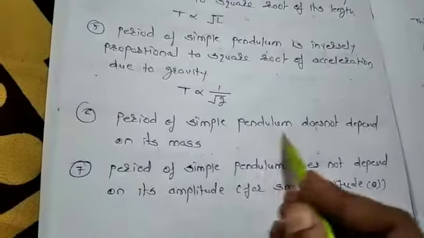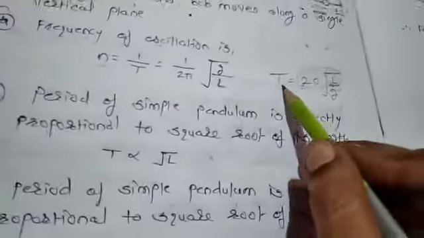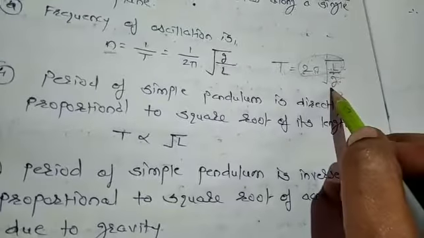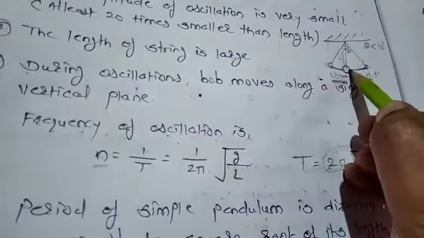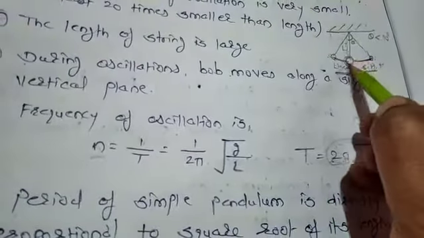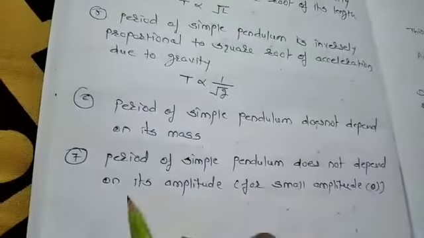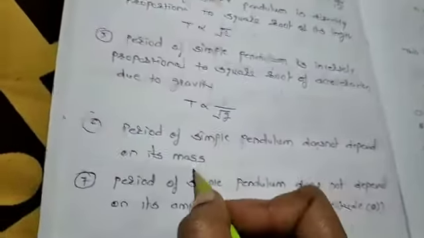Then the next is number 6. The period of a simple pendulum does not depend on its mass. In the formula for the period of the simple pendulum, only the length and the gravitational acceleration are considered. So the mass of the bob doesn't affect the period of the simple pendulum. It is independent of the mass of the bob.